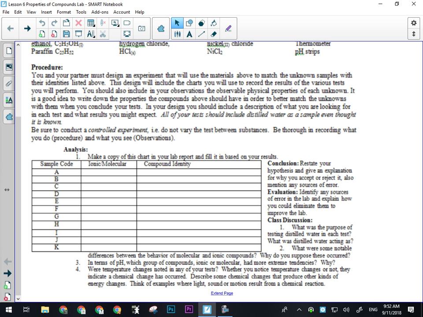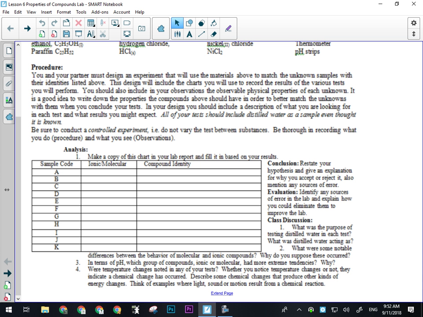The conclusion says restate your hypothesis, and give an explanation for why you accept or reject it. Remember we said copy and paste your hypothesis, and then write at least a couple of sentences explaining your observations, explaining your analysis, and telling us whether that supports or refutes your hypothesis. After that is your evaluation.